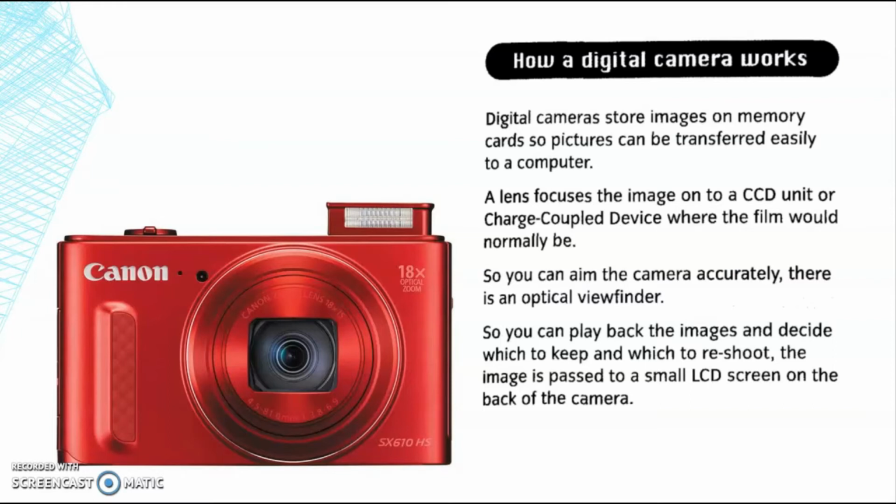A lens focuses the image onto a CCD unit or charge coupled device where the film would normally be. So you can aim the camera accurately. There is an optical viewfinder. So you can play back the images and decide which to keep and which to reshoot. The image is passed to a small LCD screen on the back of the camera.